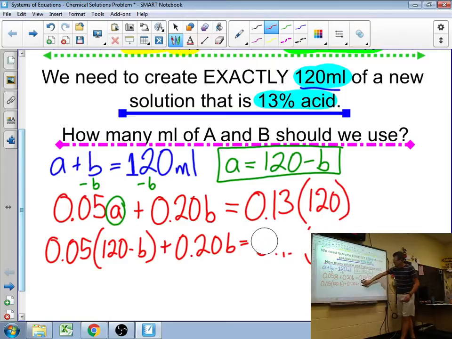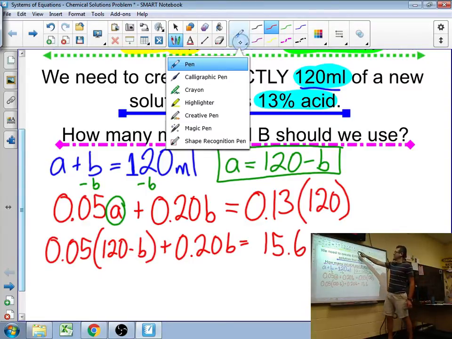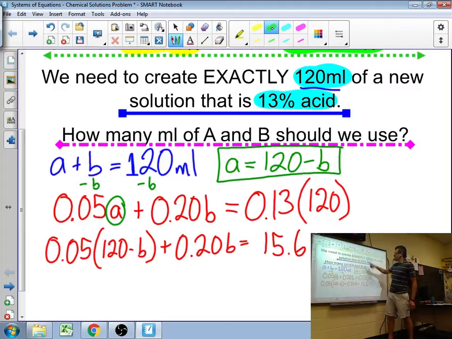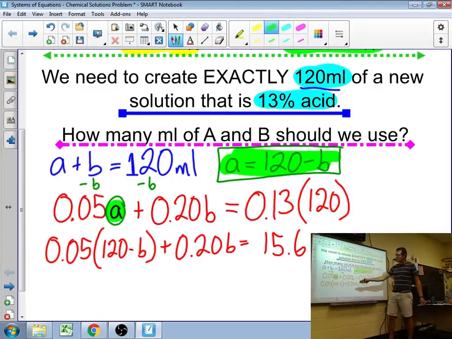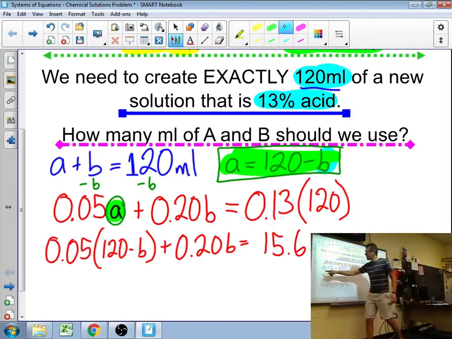And actually I can go ahead and do that multiplication. So that comes out to be 15.6. So hopefully you understand why we replaced. We only want one variable. So since I can isolate A and replace in where A is, I now only have the variable B. So since I only have variable B, I can now solve for B, and once I know what B is, I can plug it back in to my expression that represents A, and I can figure out how much of A I use.